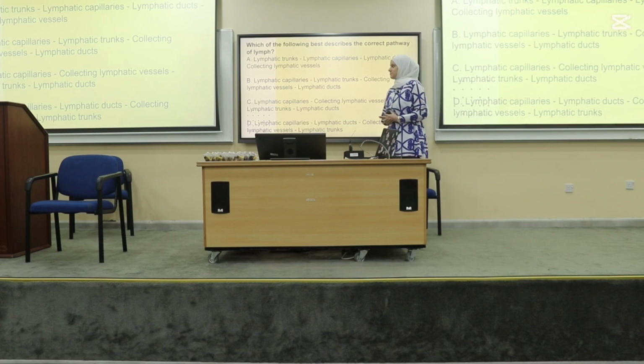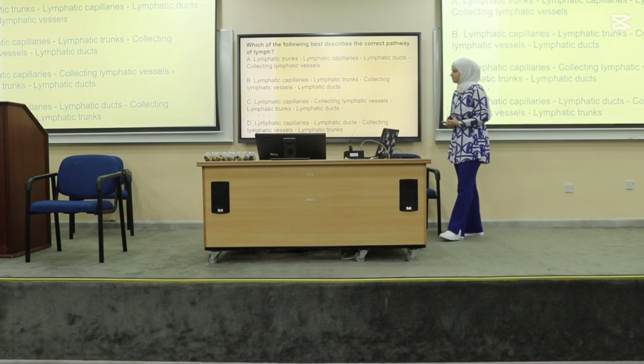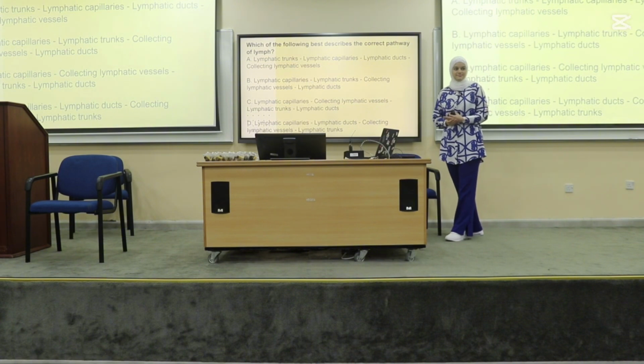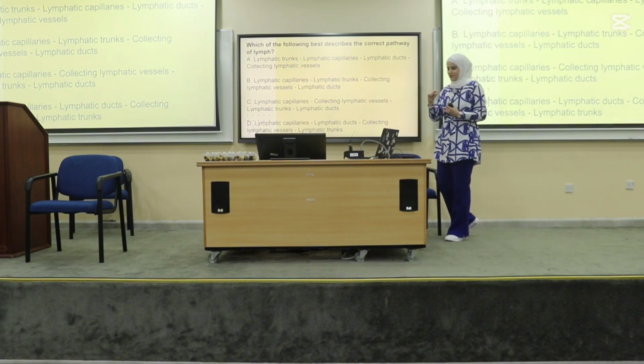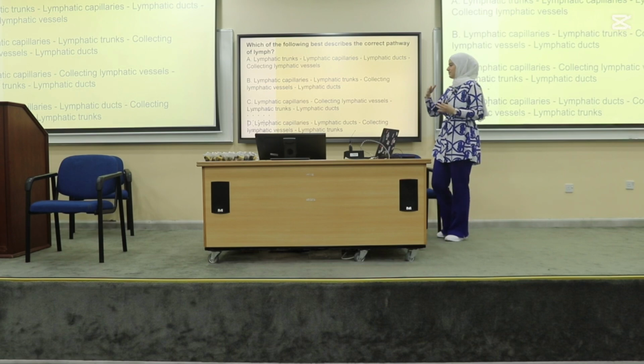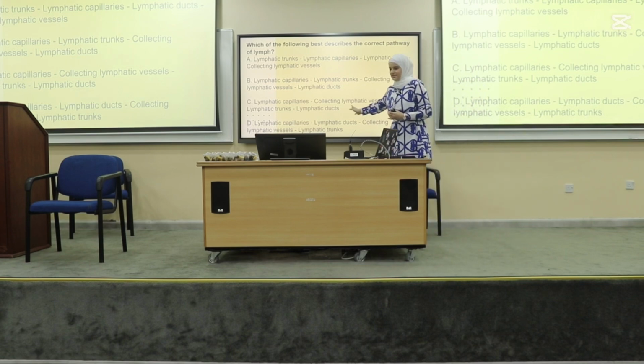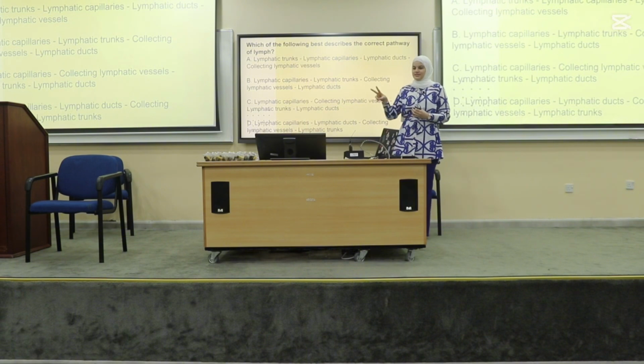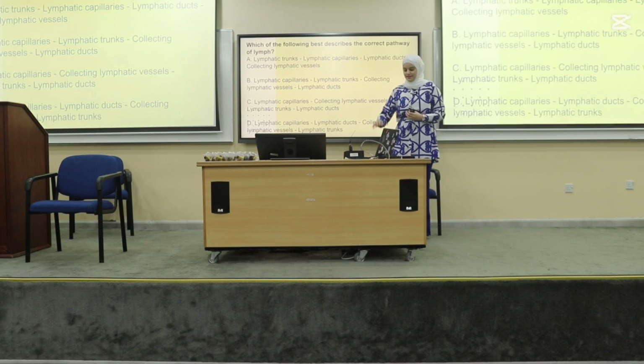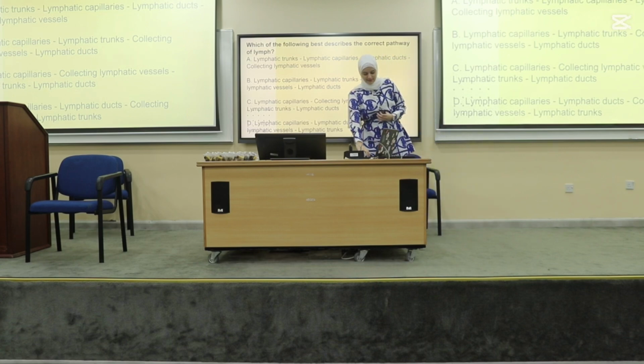This sequence is also important to know. Yes, it's C. We start with capillaries, small, then they form collecting vessels. Then we have trunks, then we have ducts. We have two lymphatic ducts. What are they? Thoracic duct and right lymphatic duct.